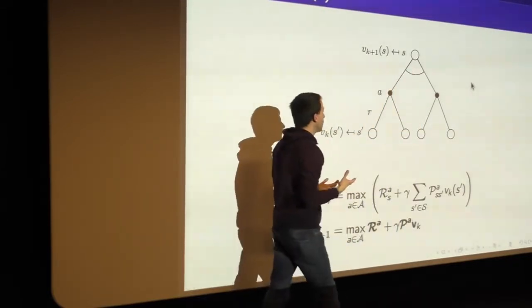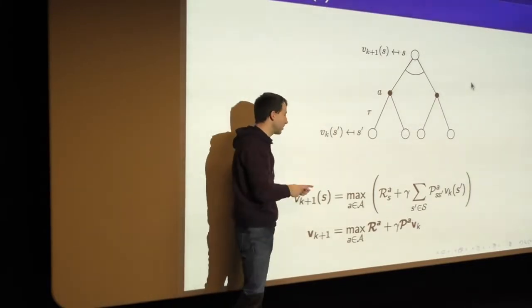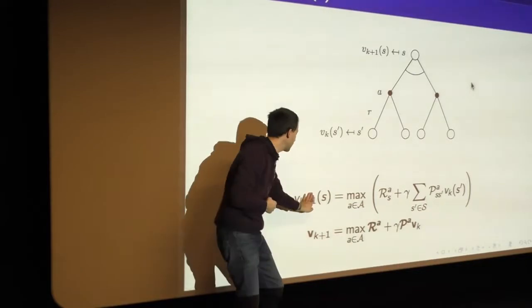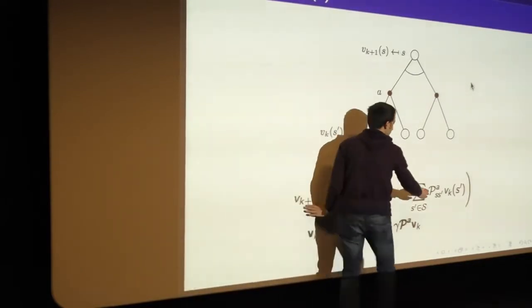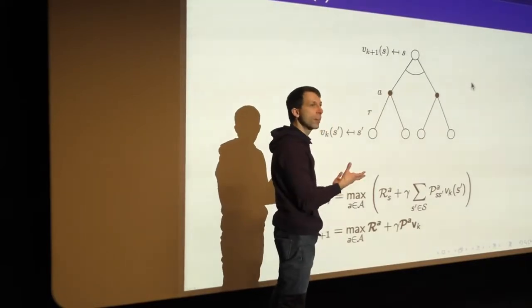What we're doing here is taking our Bellman optimality equation and turning it into an iterative update. If we didn't have the iteration indices here, if this was just v being equal to v, this would be the Bellman optimality equation.